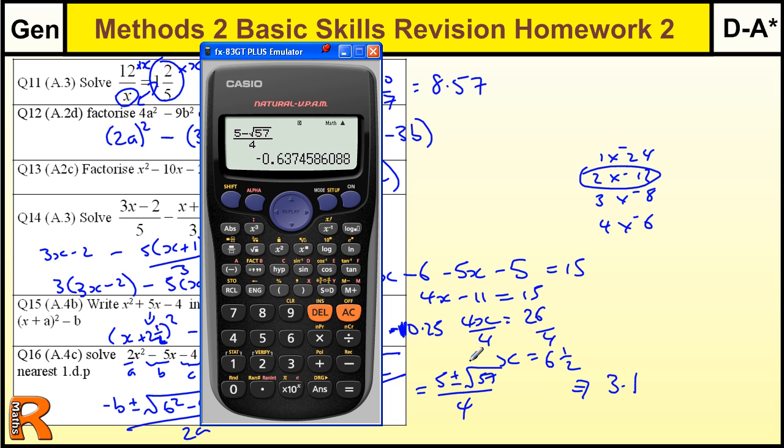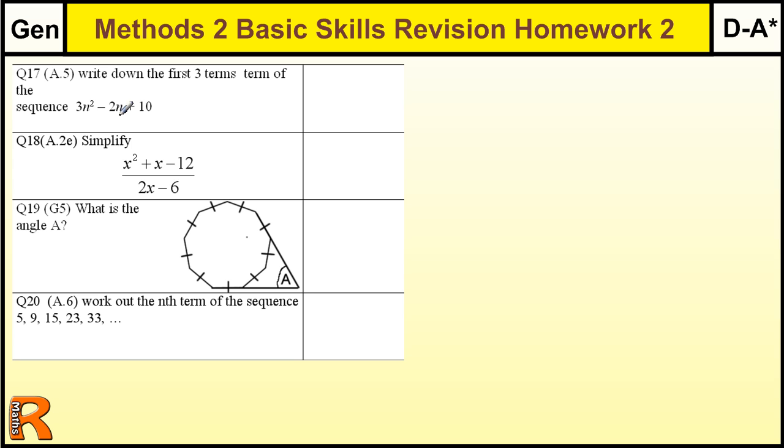Get our second solution, and that's going to be minus 0.6 to one decimal place. Okay, the first three terms of the sequence generated with the formula 3n squared minus 2n plus 10.